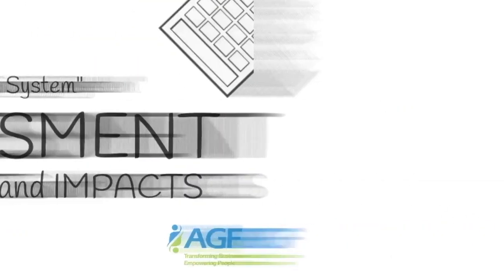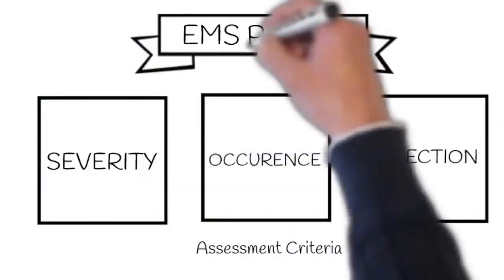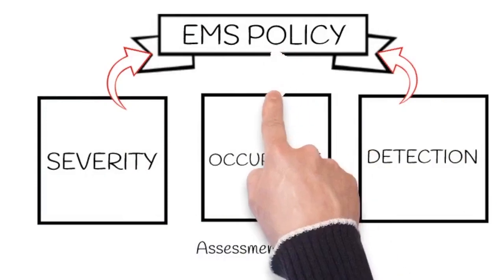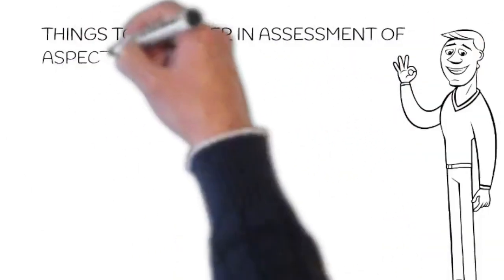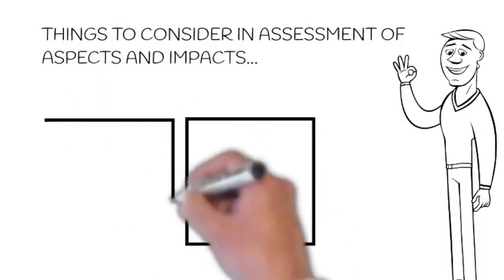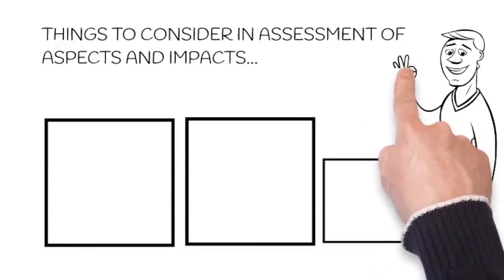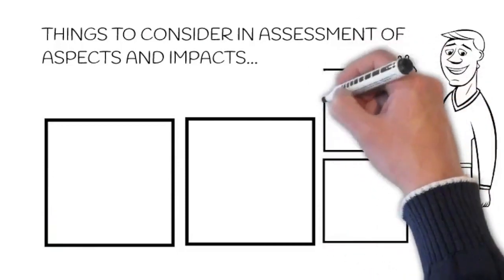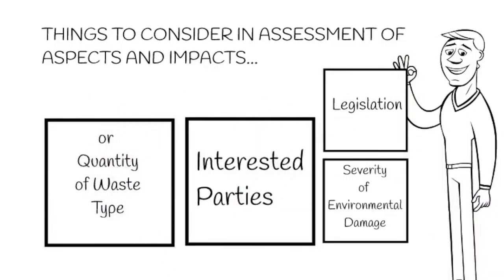The next step is to decide a scoring system, which could involve severity, occurrence, and detection, relevant to your firm's environmental policy, cost, or environmental concern. Make sure to award its environmental aspect a score to reflect the relative importance of the following items. These are legislation, the severity of environmental damage, reaction of interested parties such as customers and environmental groups, quantity, for example, the volume of the waste type.